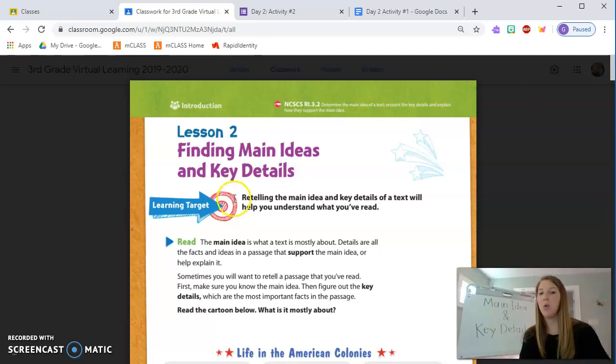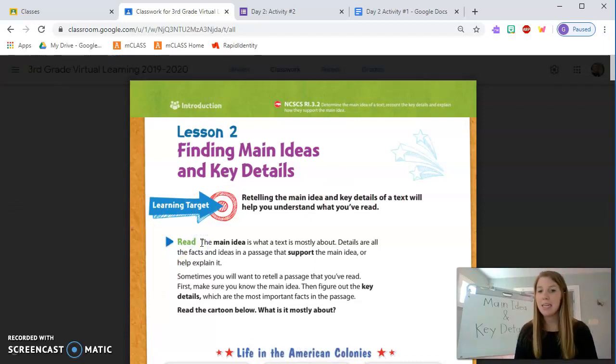All right, let's read our learning target together. It says, retelling the main idea and key details of a text will help you understand what you've read. I want everyone at home to say main idea, do your hands, main idea, and key details. So we're going to be able to tell a main idea and key details, and being able to tell those things will help me understand what I've read in my text. So let's listen as I read.